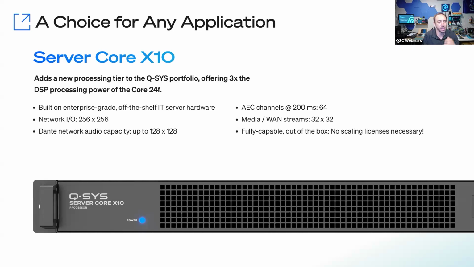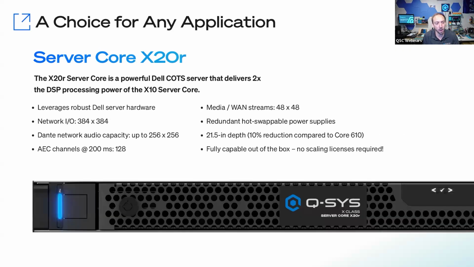One big change with the X10 and the X20R is that the Core 610 had similar specifications for the base model and the scale model. We've decided to break that out to 2 different products. So neither of these have scaling licenses. They're fully capable out of the box, which means that you just buy the core and deploy it.